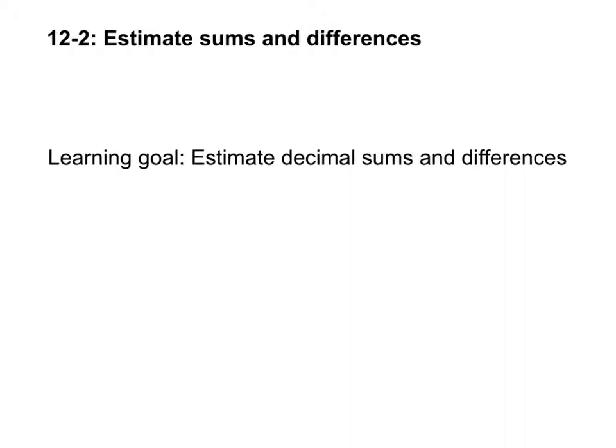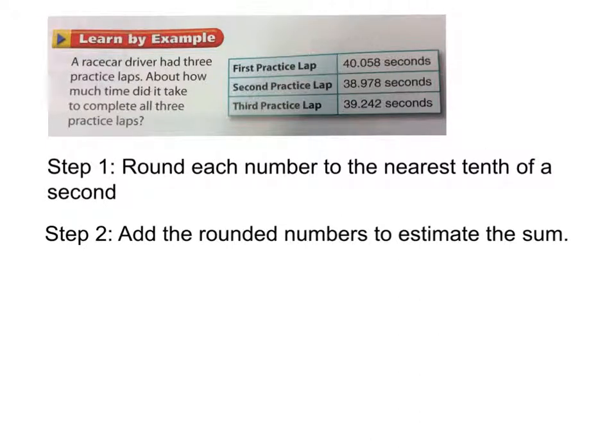Okay? Very good. Our problem says a race car driver had 3 practice laps. About how much time did it take to complete all 3 practice laps? Which magical word tells us that we don't need an exact answer, just an estimate? Hemant. About. Good. So in order to estimate, step 1, all we need to do is round each number to the nearest tenth of a second.